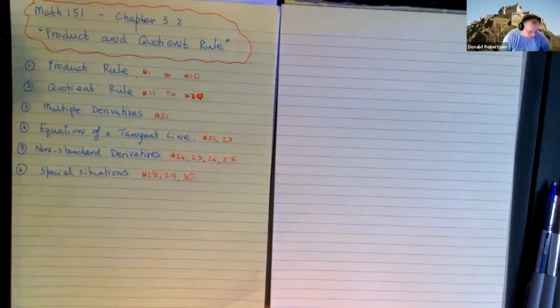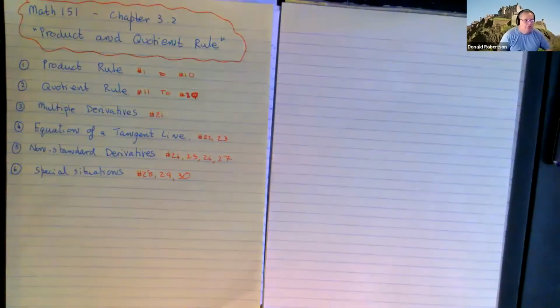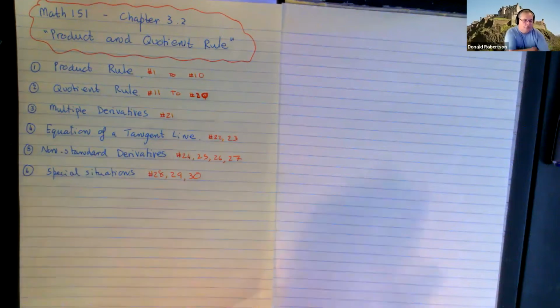Get started. We are going to do today, if I can hit the right buttons, some new shortcuts. And that's not the one I want. Let's try this again. We're going to do some new shortcuts, and they are going to be the product and the quotient rule.